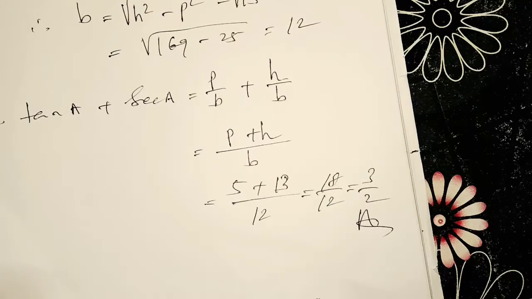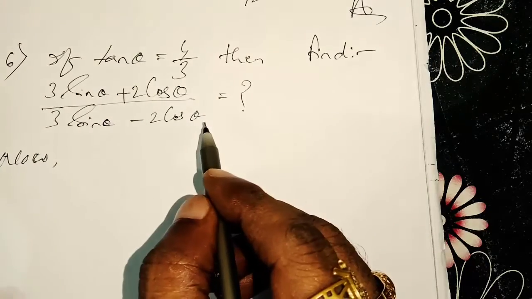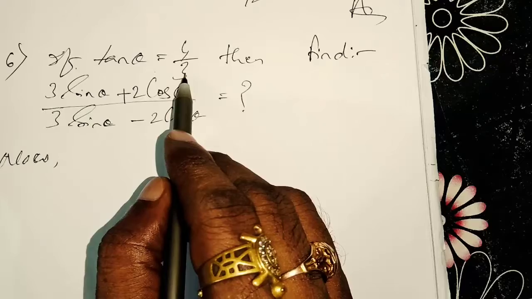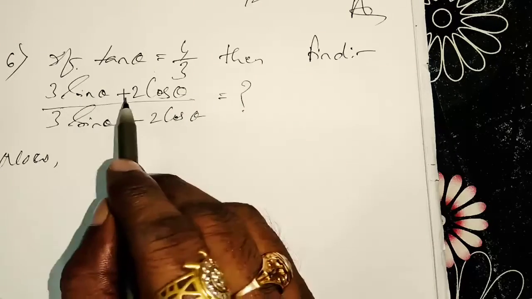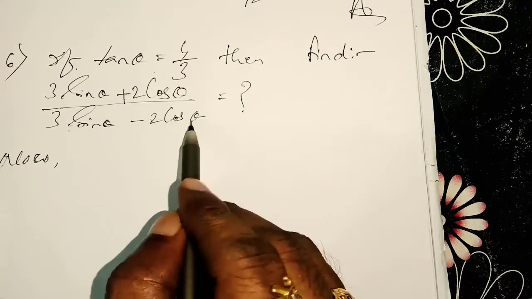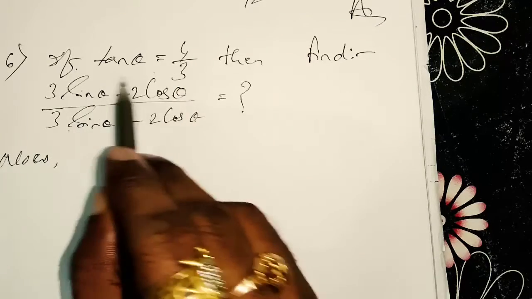Okay, let us go to question number 6. Just see. See question number 6. If tan theta is equal to 4 by 3, find the value of 3 sin theta plus 2 cos theta by 3 sin theta minus 2 cos theta. Tan theta value is given and you have to find this. How quickly you have to solve?